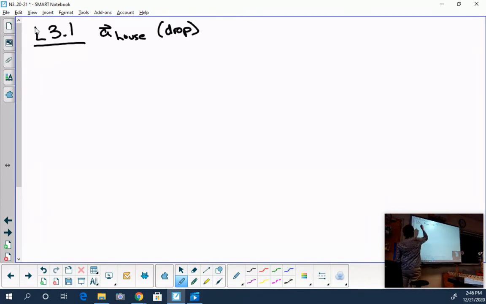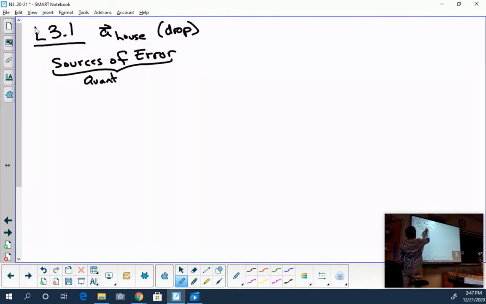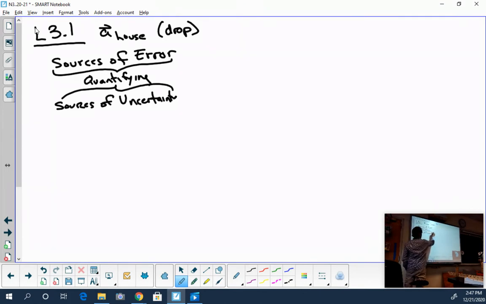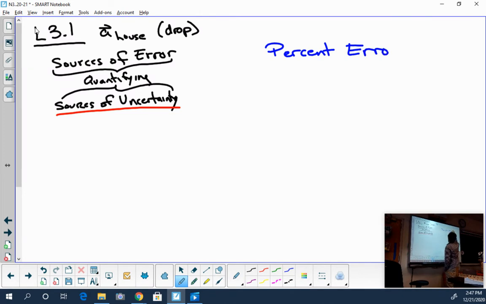Okay, so what we have previously called sources of error, we are actually going to quantify today. And in quantifying them, it makes sense to call them by another name, which is sources of uncertainty. And we can actually go ahead and quantify our uncertainty. So that's where we're going to go with this today. We also have something called our percent error. And percent error, you know how to solve.